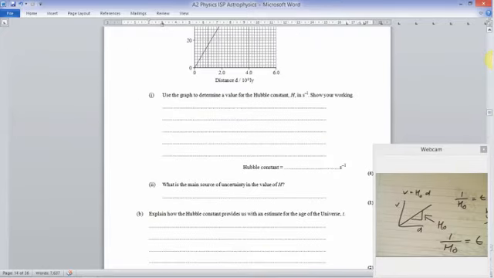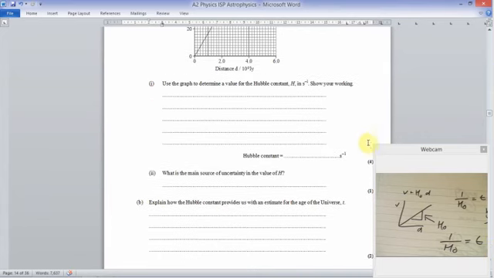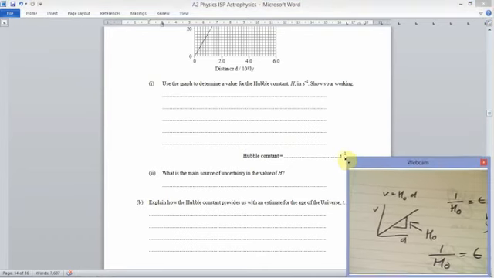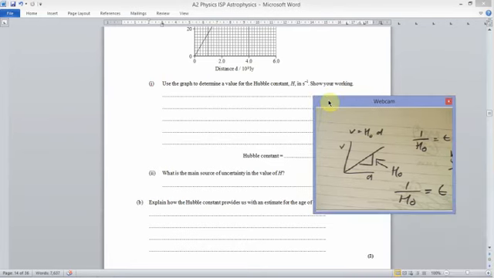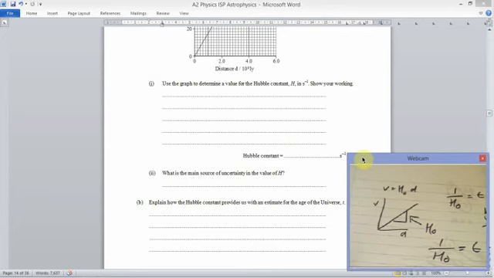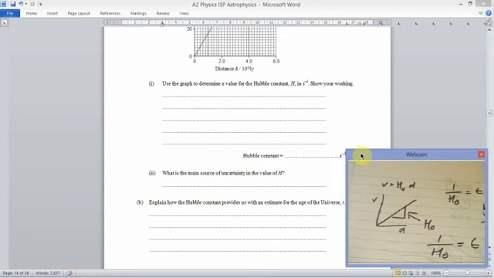Right, next part of that is what is the main source of uncertainty in the value of H? Well, it's D, distance. We know the main uncertainty is caused by distance. Explain how Hubble's constant can provide us with an estimate of the age of the universe. It's 1 over the gradient of the graph. 1 over Hubble's constant is going to tell you an estimate of the age of the universe. Is that just a 1 mark question? I'm just going to check. Oh, it's 2 marks. So you need to get the unit correct.